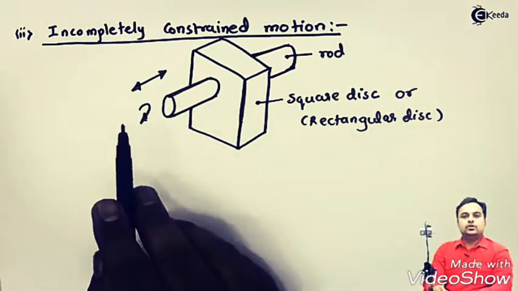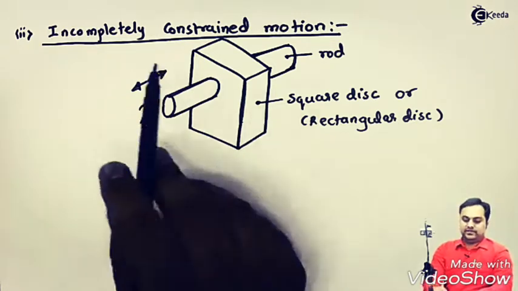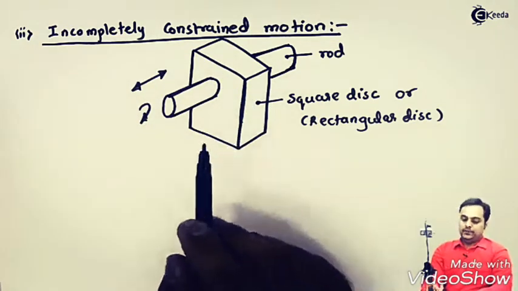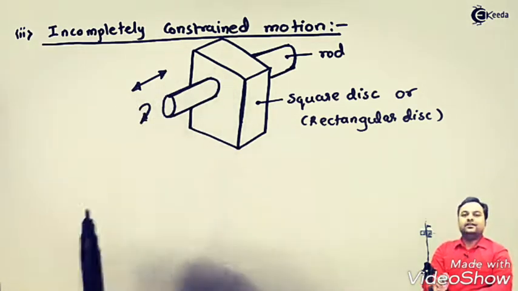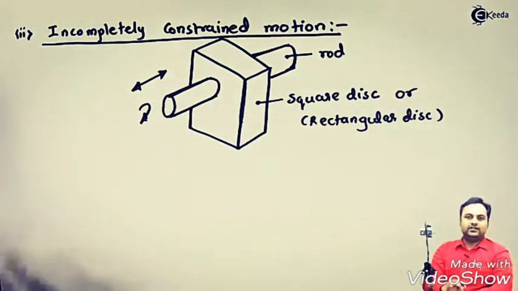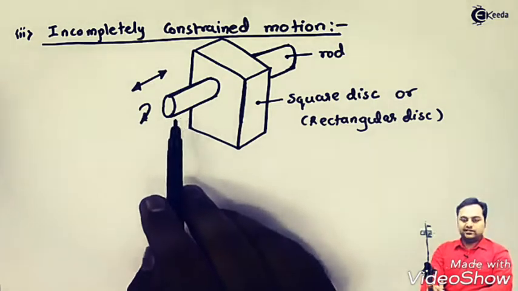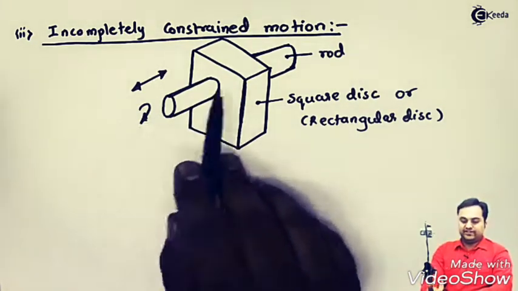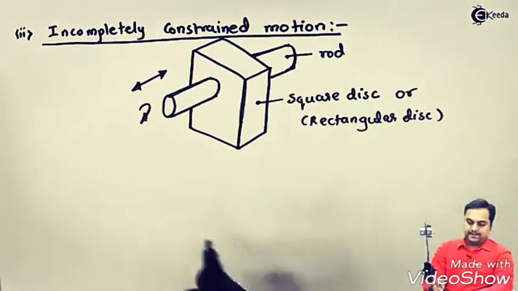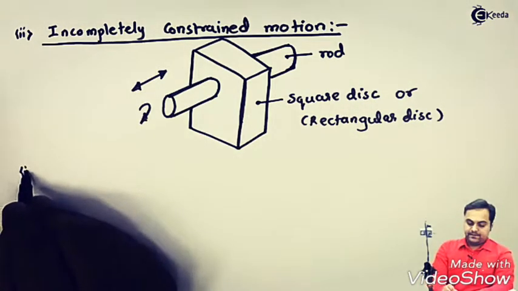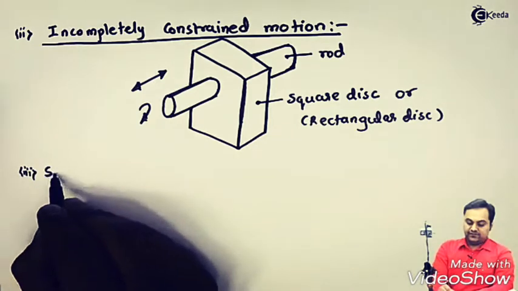rotate inside the disc. So here the motion becomes incompletely constrained, because if it was just rotating and not translating, then it would have been completely constrained motion. But since here it is rotating as well as it is translating, it is called incompletely constrained motion. Next, successfully constrained motion.